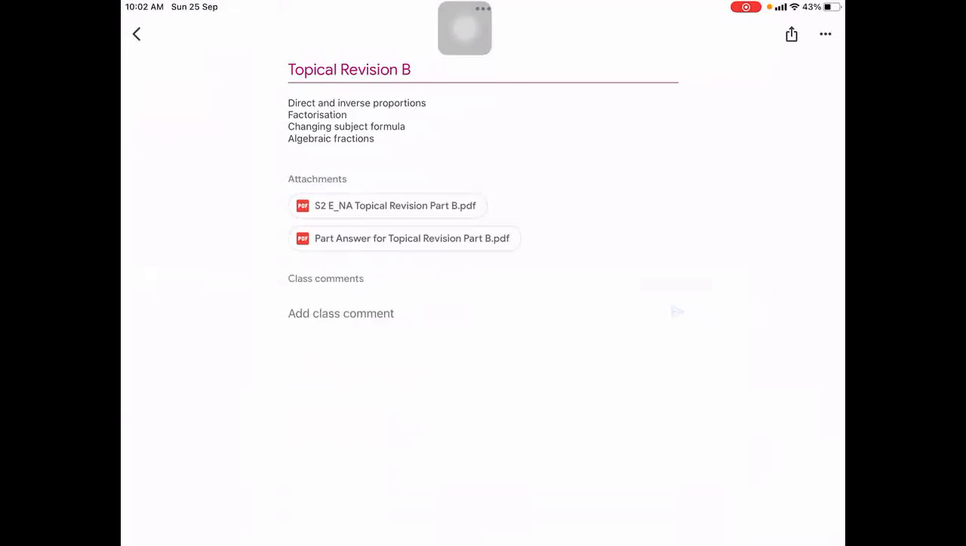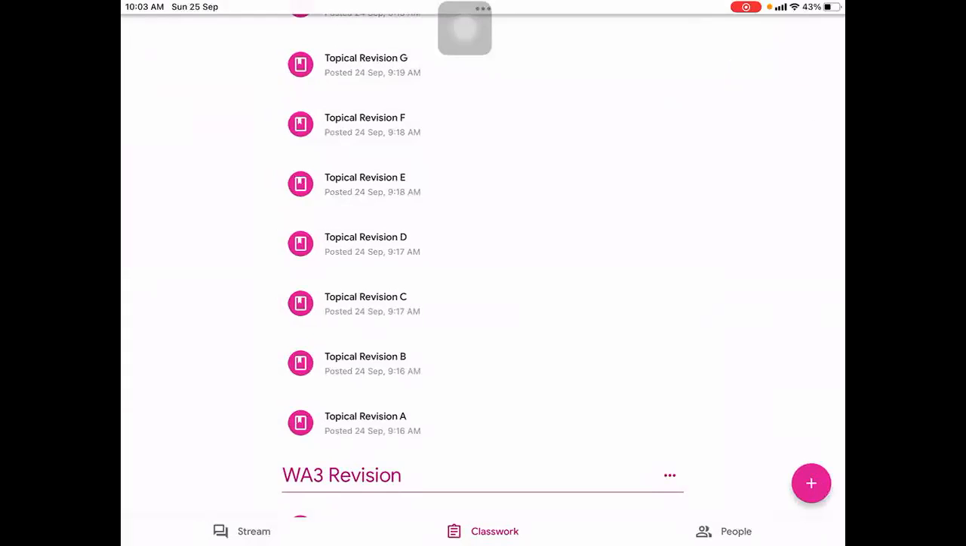Yesterday, we already went through direct and inverse proportion, factorization, changing the subject of a formula, and addition, subtraction, and multiplication of algebraic fractions. These are also more for paper 1. Paper 2 will involve some, but that will be a little bit more difficult.